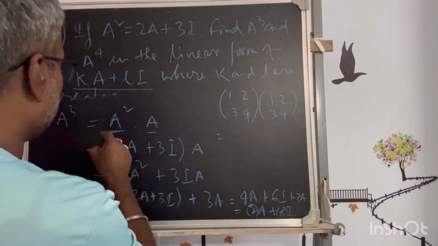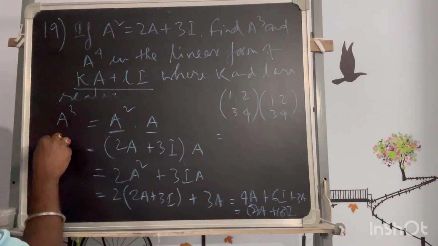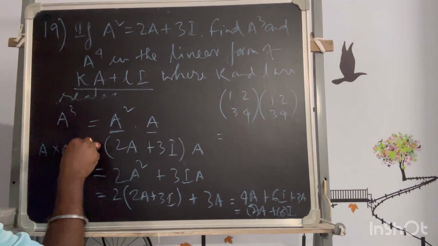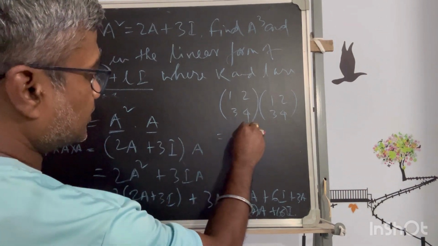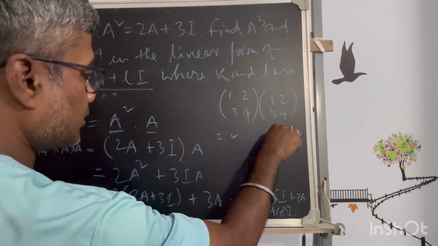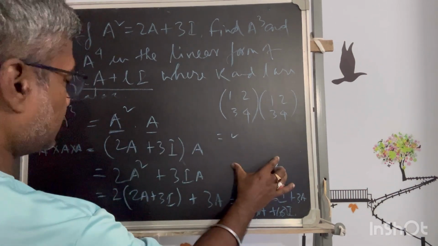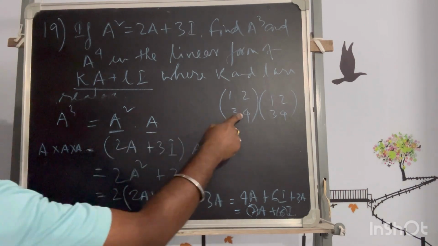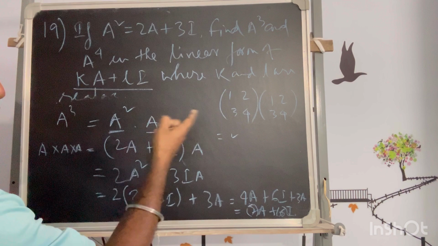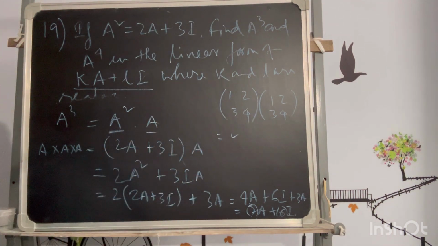A cube means you are doing A into A. This is the left hand side, and here you are writing A square. So you have to find this, then multiply it with another A, whatever the result is. You find the consecutive A into A first. The same thing you are doing here. This can be written in matrices also, as we can write in algebra.